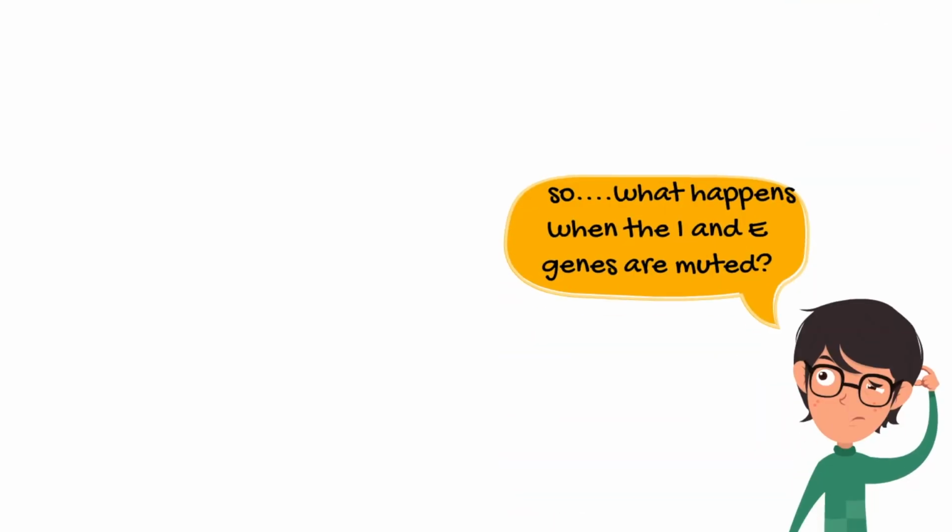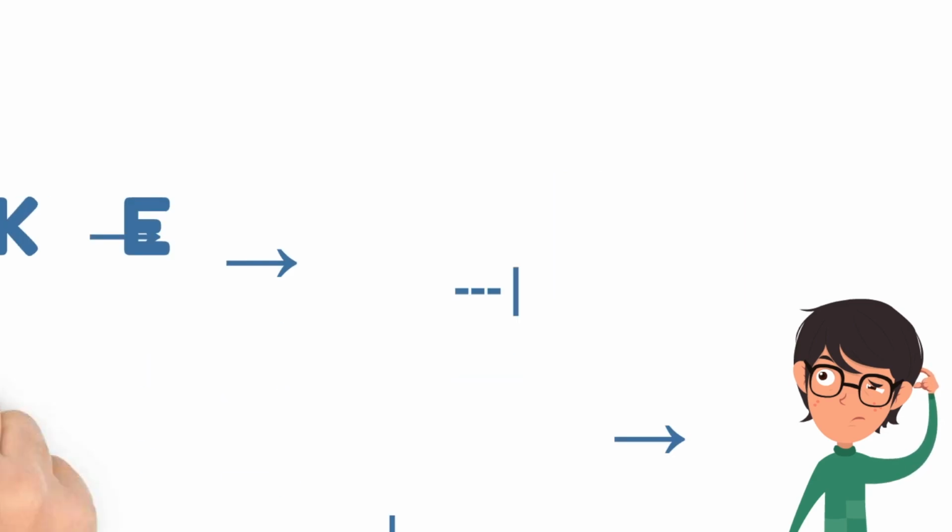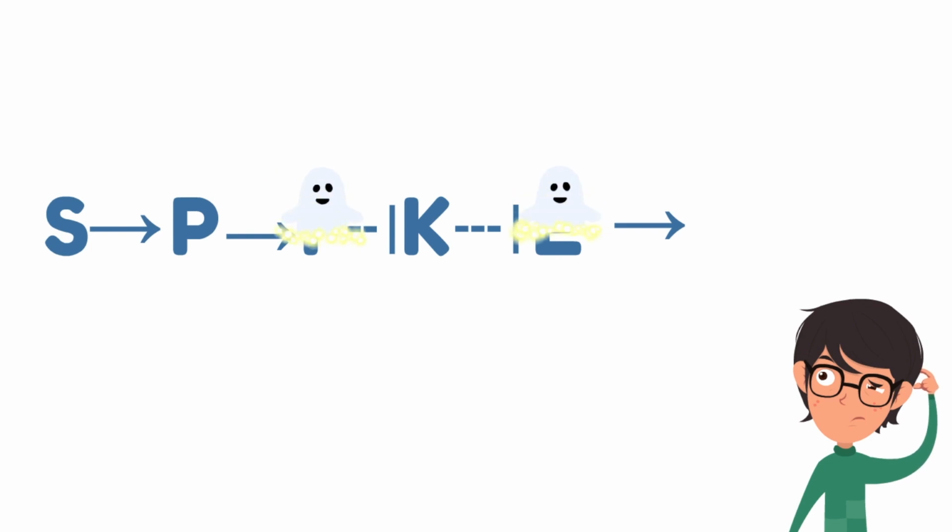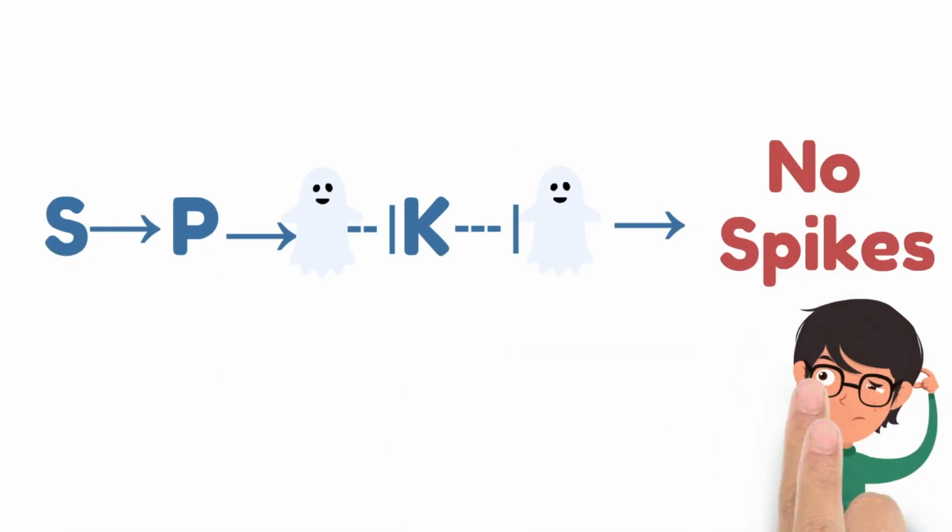If this developmental pathway has double mutant strands, the I and the E, the following will happen. S will activate the P, but since I is muted, there is nothing that can inhibit or repress the K. E is needed to activate the spikes. Since it's muted, the spikes will not form.